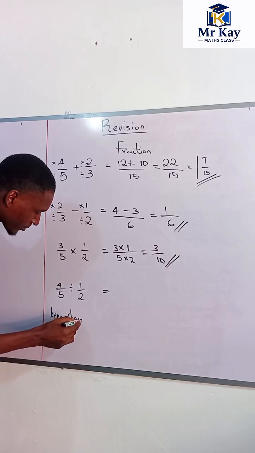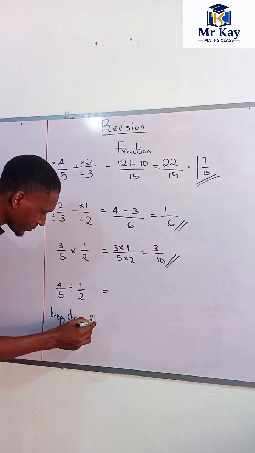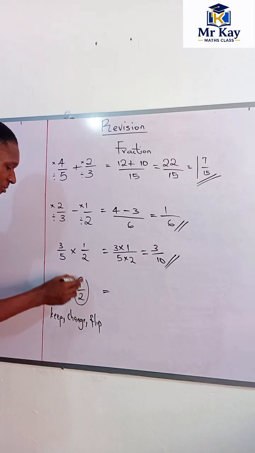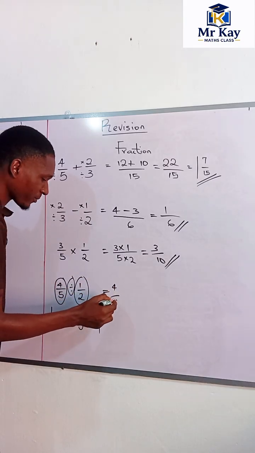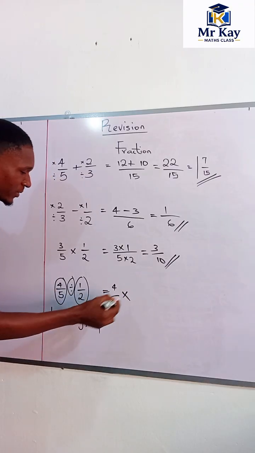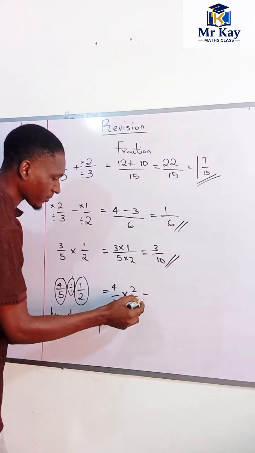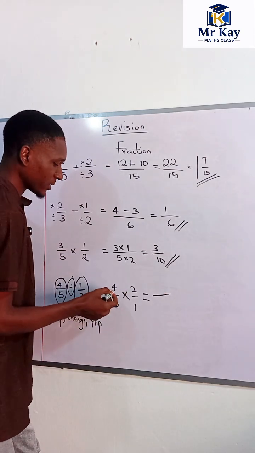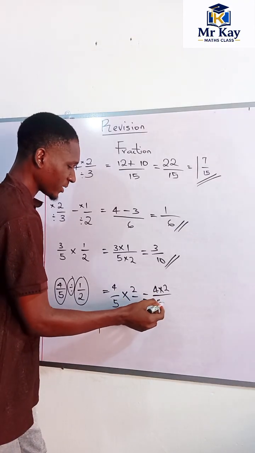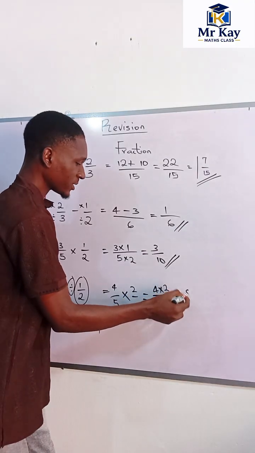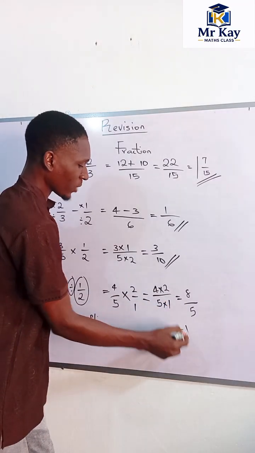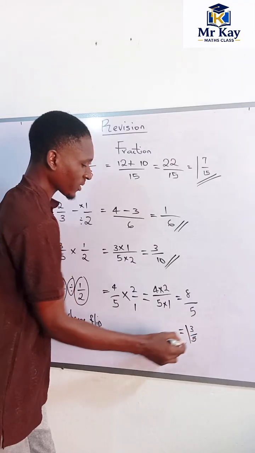Then in division, what I told you is you use a rule that says keep, change, and flip. We have keep, change, and flip. So let's keep our 4 out of 5. Let's change our division, and let's flip our 1 over 2 to 2 over 1. So now we can multiply the numerator, 4 times 2, and multiply the denominator, which is 5 times 1. 4 times 2 gives us 8, 5 times 1 gives us 5, and 8 divided by 5 gives us one whole number, 3 out of 5.